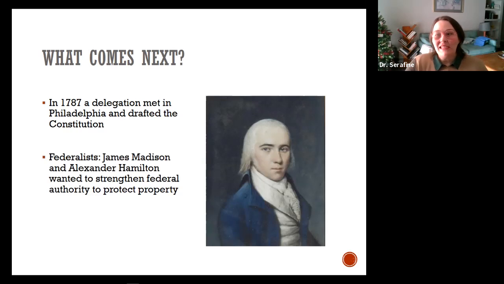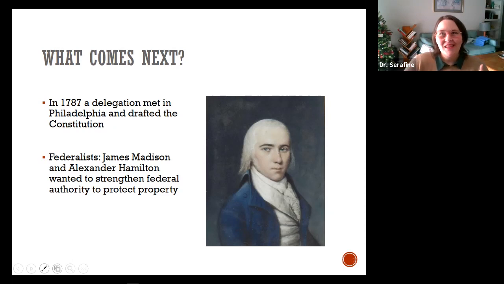So in 1787, a delegation met in Philadelphia to draft the Constitution. You're going to dig deeper into that with your Montpelier activity. And this is really being steered by people with the desire for a strong federal government, including Hamilton and Madison, who believe that we need federal authority to protect private property.